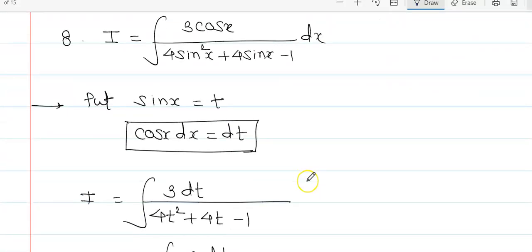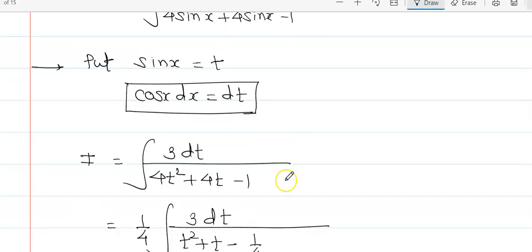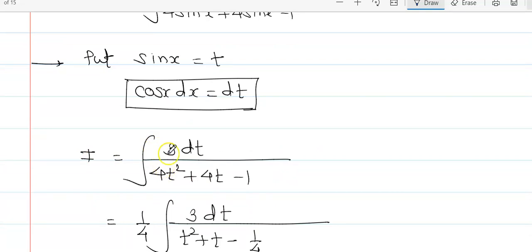This is the next example. Example number 8. I is equals to integral 3 cos x upon 4 sin square x plus 4 sin x minus 1. Here the substitution is sin x equals t. So the derivative cos x is here. Therefore, cos x into dx is equals to dt. Therefore, our integral changes. That is I is equals to integral 3 dt upon 4t square plus 4t minus 1.